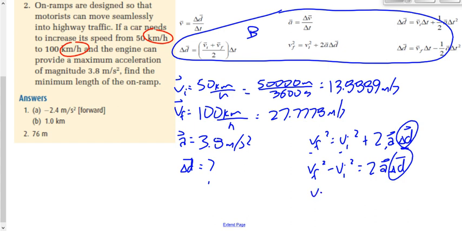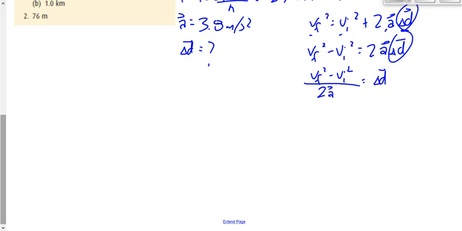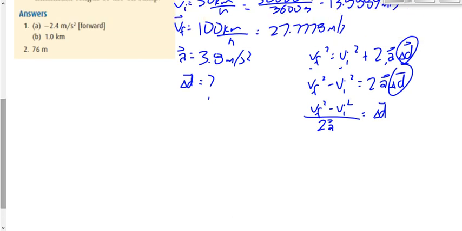It becomes VF squared minus VI squared. Remember, we divide the whole thing on the left by 2A. And I end up getting VF squared minus VI squared over 2A is equal to delta D. So let's sub some numbers in here now and see what happens here.